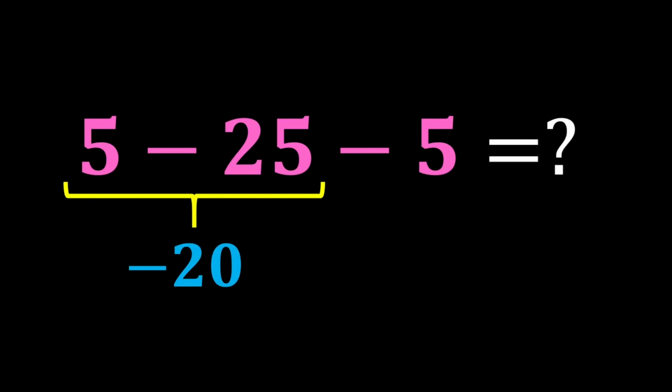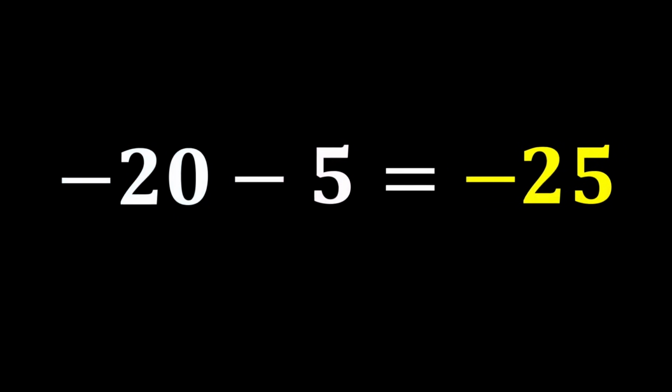We start solving from left to right. 5 minus 25 gives us negative 20. And finally negative 20 minus 5 gives us negative 25.